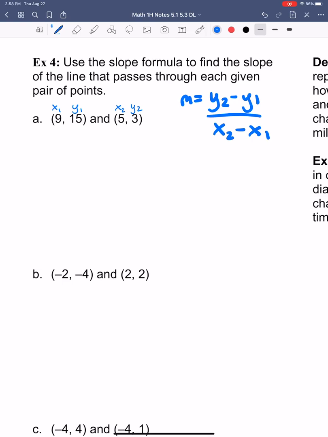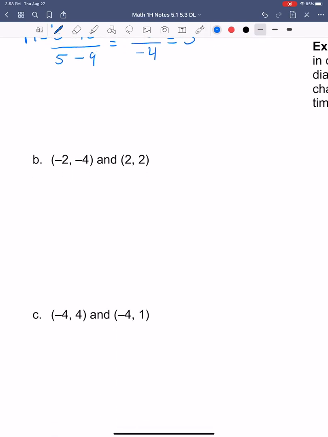The formula says y2 minus y1. So we have m equals, let's see, that's going to be 3 minus 15 over 5 minus 9. That's x2 minus x1. So that gives me negative 12 over negative 4, which just gives me a positive 3 as my slope.